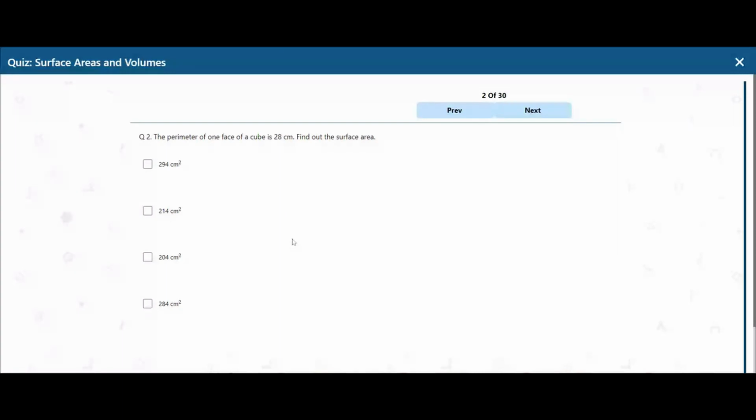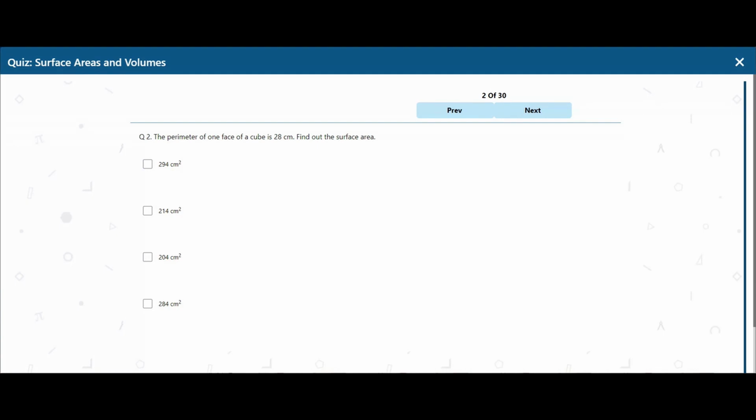Next is Akash. Perimeter of one face is 28. Find out the surface area. Akash has to say. Perimeter is given. Find the side and use the formula for the surface area of a cube.